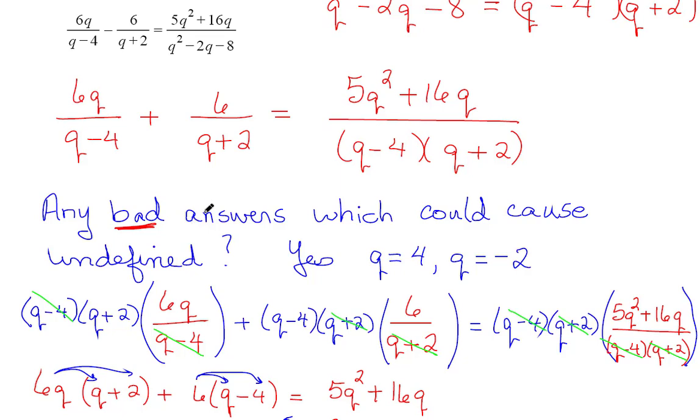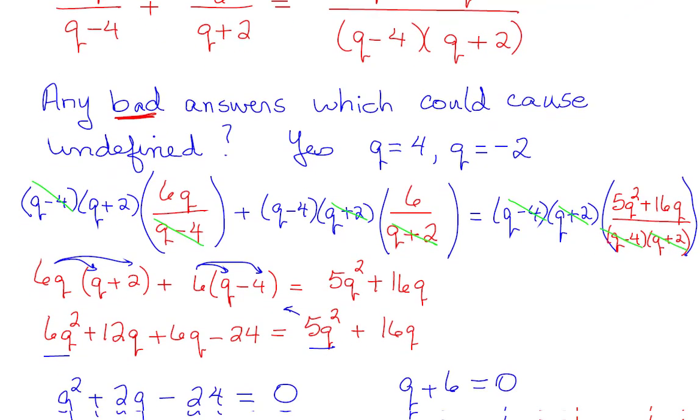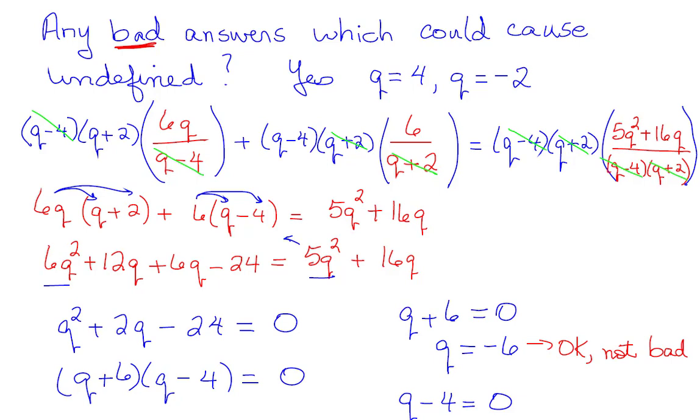Now, next, now that we know what's bad, we can continue onward. I need to multiply by something that'll make all pieces go away. So I'm going to pick this piece. As you see here, I'm multiplying it all the way across. Well, let's see, in the first piece, the q minus 4 piece goes, and I'm left with 6q, q plus 2. Here, the q plus 2 part cancels, leaving me 6 times q minus 4. And on the right, everything cancels, just leaving me with the top.